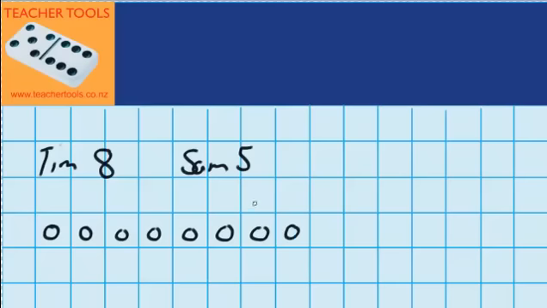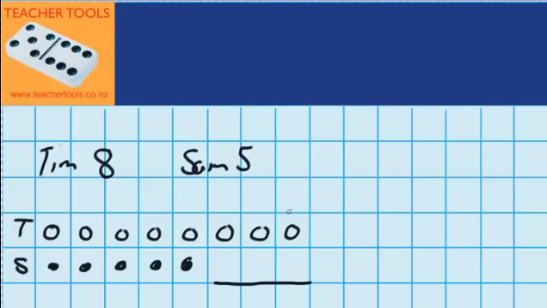And just below them I'm going to draw the amount of counters that Sam has. 1, 2, 3, 4, 5. So these dark ones belong to Sam and these ones up here belong to Tim. Now looking at our picture, you can see that Tim has got 3 more counters than Sam.